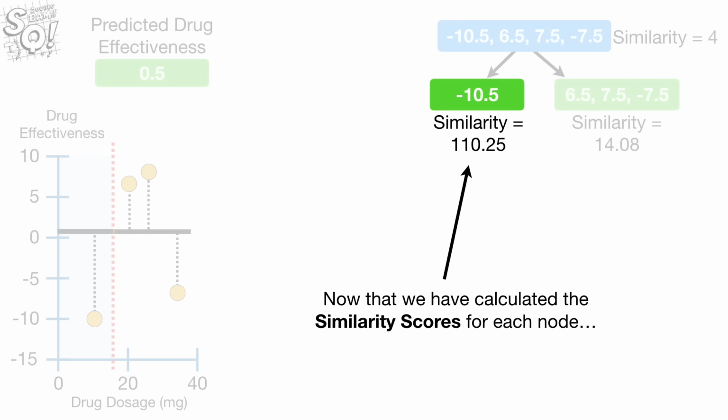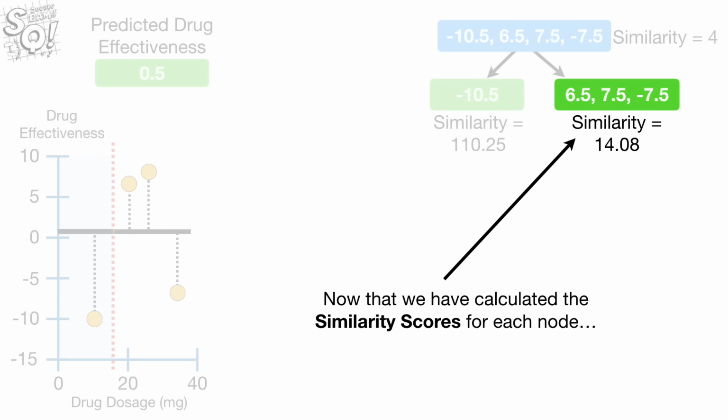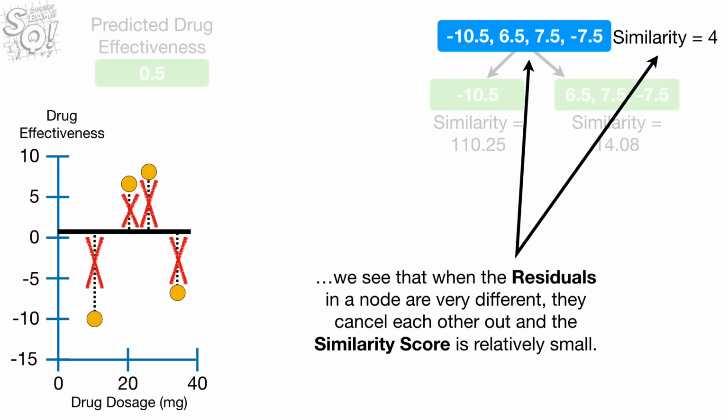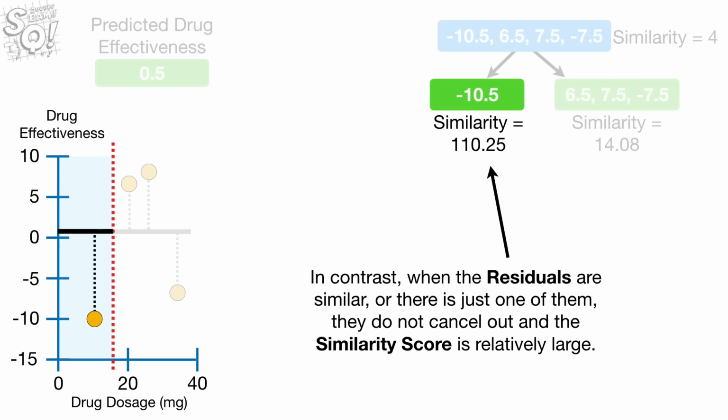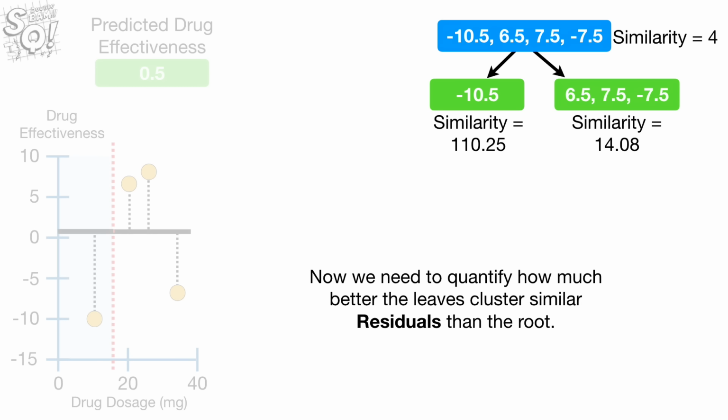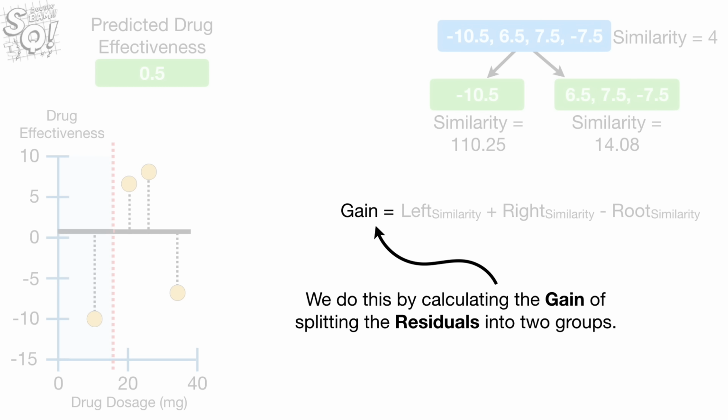Now that we have calculated similarity scores for each node, we see that when the residuals in a node are very different, they cancel each other out and the similarity score is relatively small. In contrast, when the residuals are similar, or there is just one of them, they do not cancel out and the similarity score is relatively large. Now we need to quantify how much better the leaves cluster similar residuals than the root. We do this by calculating the gain of splitting the residuals into two groups.